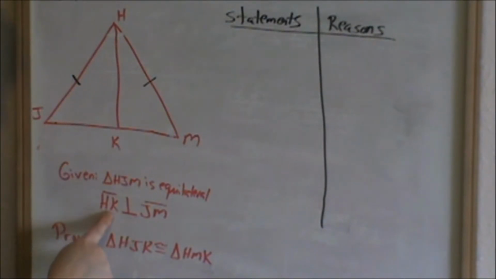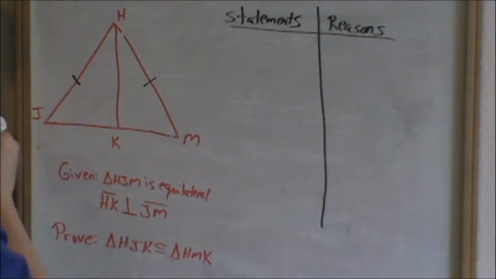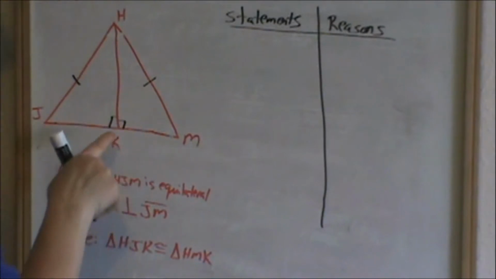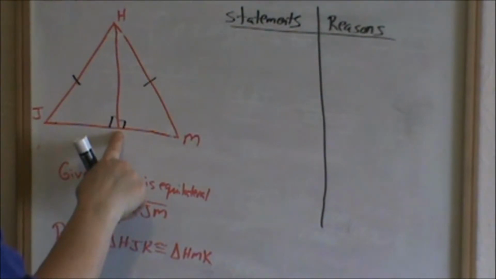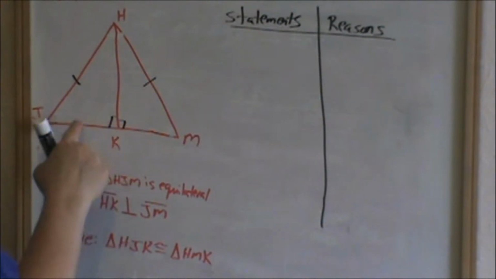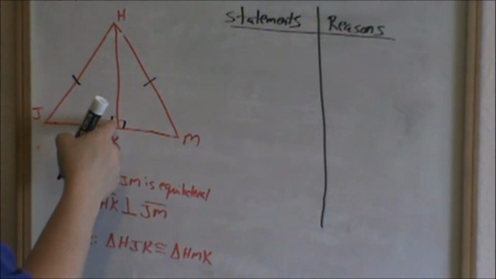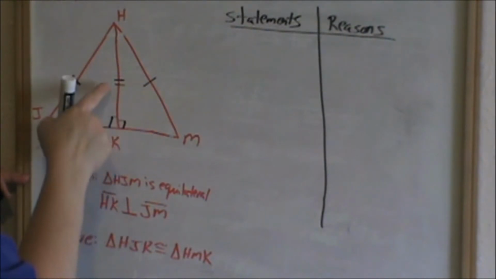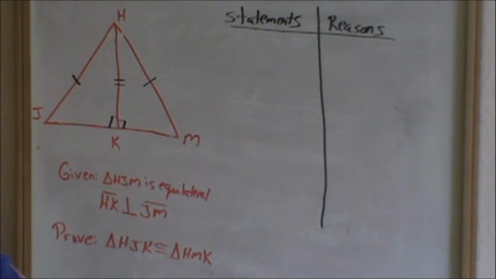What else am I given? That HK is perpendicular to JM. As soon as you see that, in my opinion, mark your triangle, because you see that that's perpendicular, you have a right triangle. I only need to have two pieces of information other than my right angles to prove the two triangles are congruent. So I already know that these angles are congruent. Then the other piece of information I know is that HK is shared by both triangles, so those are congruent to each other from the reflexive property.